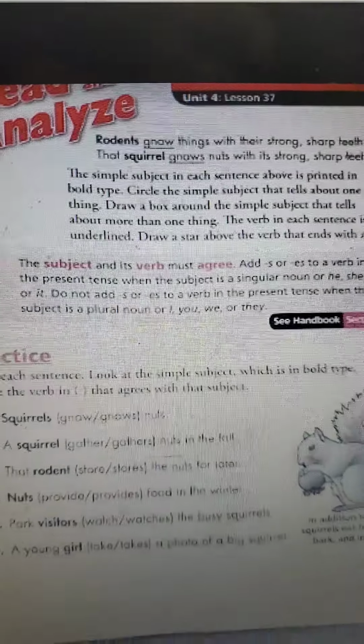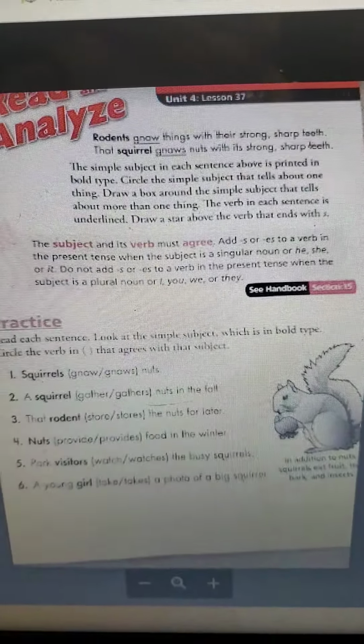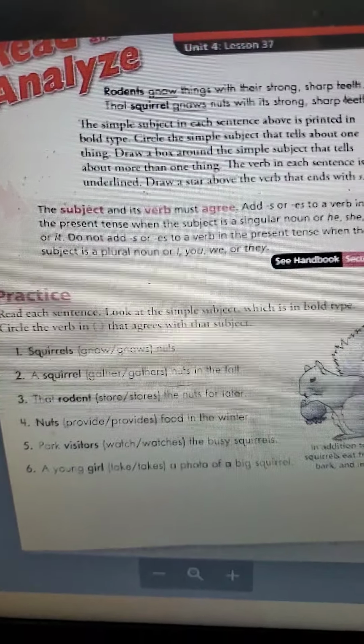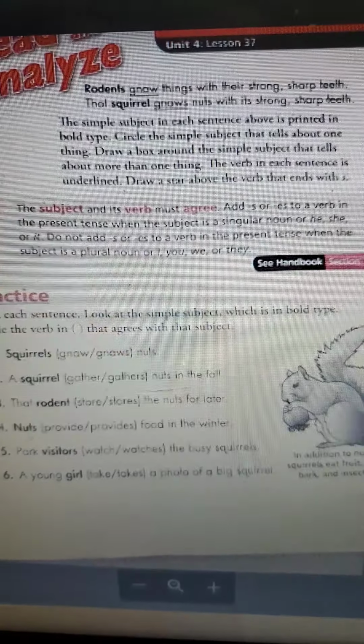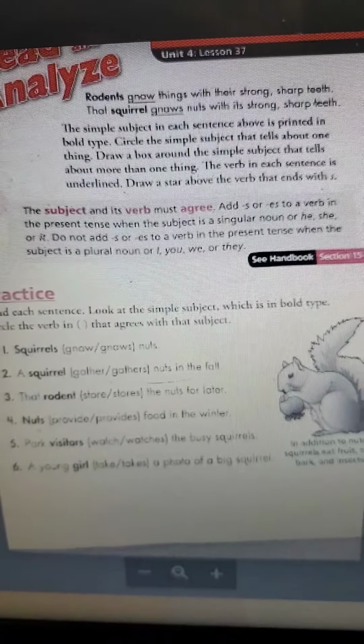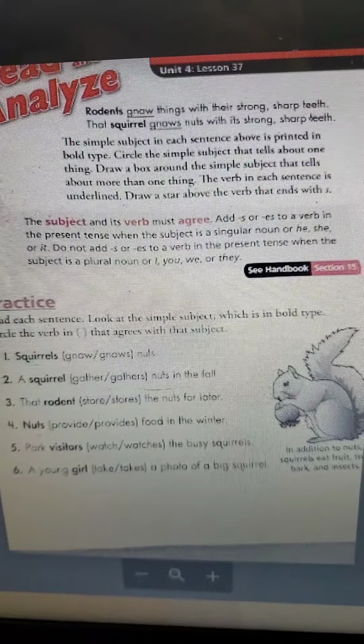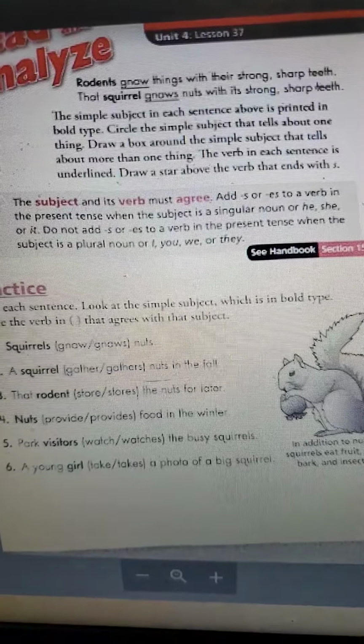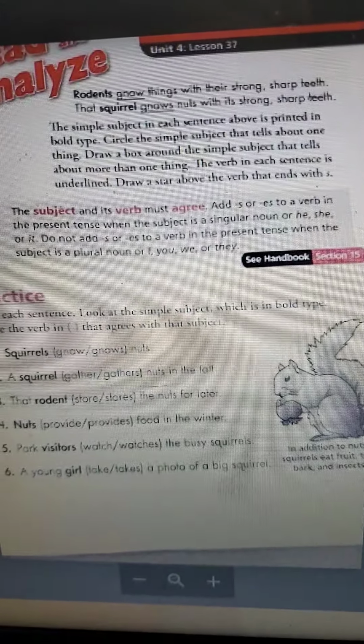Okay, so on this page, we're going to be talking about the subject and the verb agreeing in a sentence. The subject of the sentence is usually the noun. It is the thing that does the action, right? So let's just read from the top, and I'll explain.